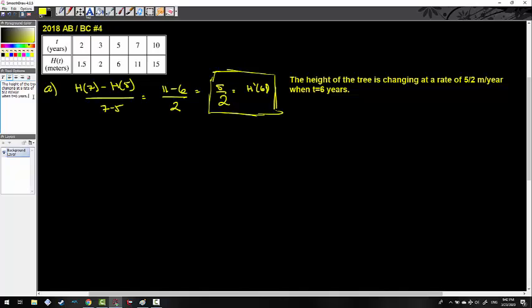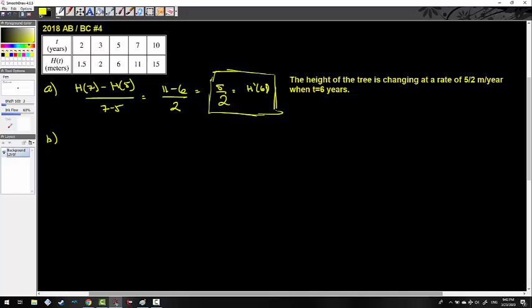Let's take a look at part B. Part B says, explain why there must be a time between 2 and 10 such that h prime of t is equal to 2. Well, if they're asking me to do that, that sounds like a mean value theorem problem right there. They're asking me to show that during a certain interval, my slope was a particular value, which is basically what mean value theorem says. It says that as long as a function is continuous and differentiable on a certain interval, there will be a point in time when the average rate of change will be equal to the instant rate of change.